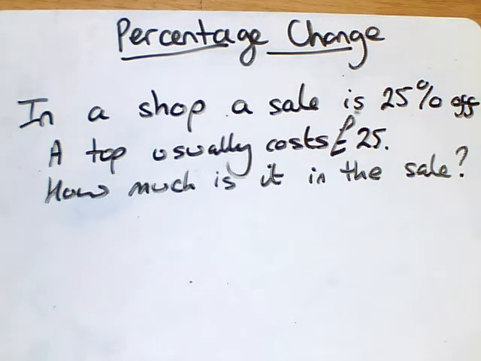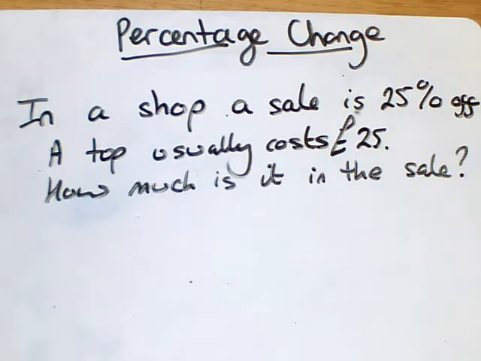In the shop there was a sale that was 25% off, and the top that was in the shop normally costs £25. How much are you going to pay in the sale? Okay, so we need to find out how much we're going to pay when we get to the cash register and we hand over our credit card. So the first thing we're going to do is find out what 25% is of £25. Okay, we're going to find a quarter of £25.